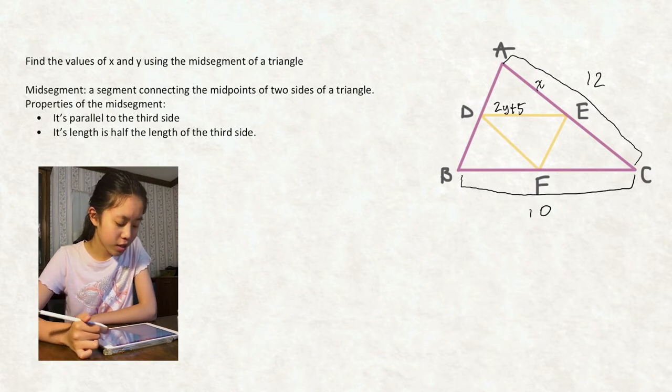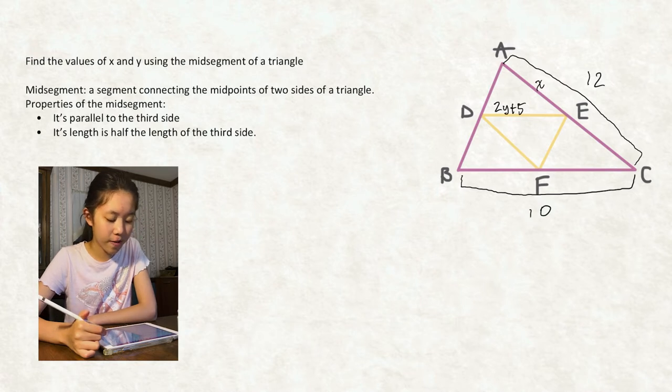As shown on the screen, the midsegment is a segment connecting the midpoints of two sides of a triangle, and the properties of a midsegment are that it's parallel to the third side and its length is half the length of the third side. I'll give you 3 minutes to try to find x and y.